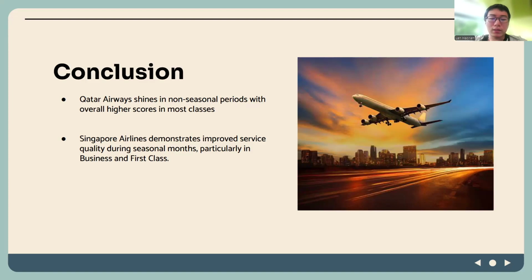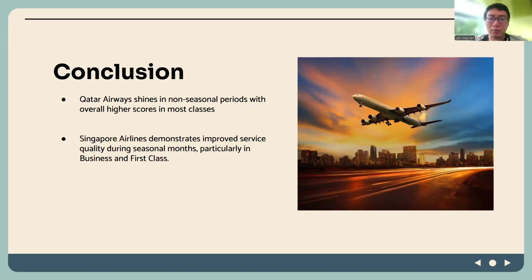Qatar Airways excels during non-seasonal periods, achieving overall higher scores across most classes, showcasing consistent service quality even during off-peak time. In contrast, Singapore Airlines demonstrates notable improvement in service quality during seasonal months, particularly in business and first class, reflecting a strategic focus on enhancing the travel experience during peak periods.